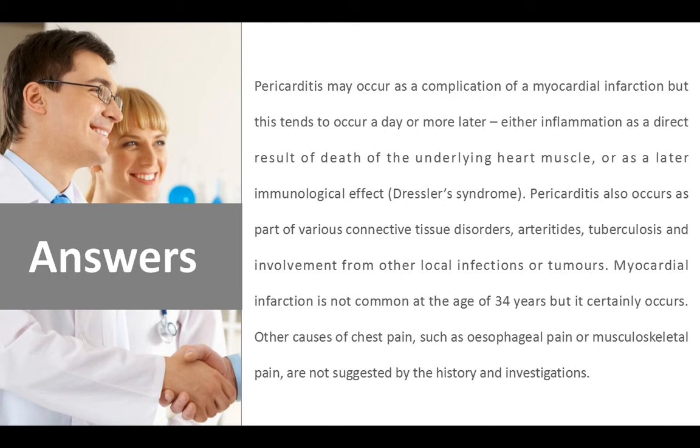Pericarditis may occur as a complication of myocardial infarction, but this tends to occur a day or more later, either as inflammation as a direct result of the death of the underlying heart muscle or as a later immunological effect, Dressler's syndrome. Pericarditis also occurs as part of various connective tissue disorders, arteritides, tuberculosis and involvement from other local infections or tumors. Myocardial infarction is not common at the age of 34 years, but it certainly occurs. Other causes of chest pain, such as esophageal pain or musculoskeletal pain, are not suggested by the history and investigations.